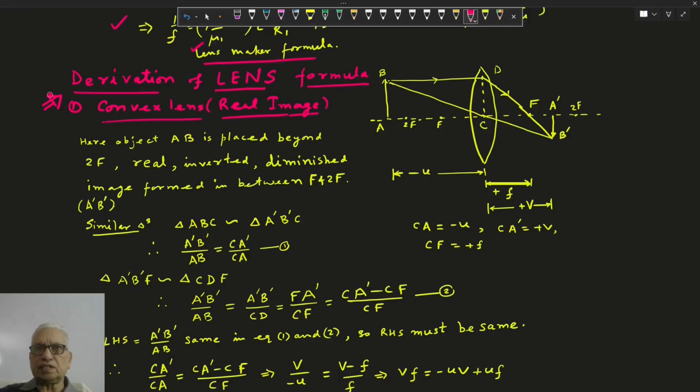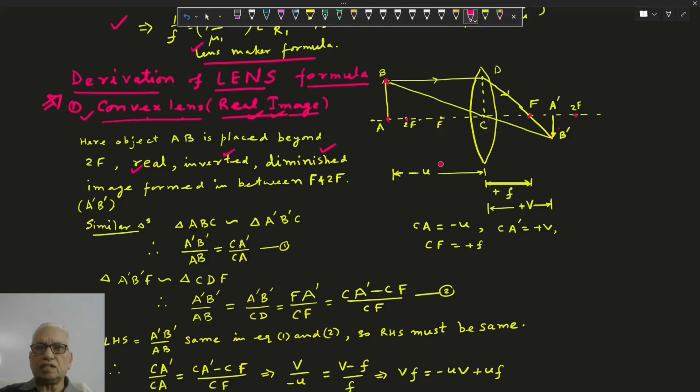First case we have taken convex lens and the real image. Suppose object AB is placed beyond 2f, we are getting the final image in between f and 2f. This is a real image, inverted image and diminished image. So similar triangles: there are two pairs of similar triangles, ABC and A'B'C, and A'B'F and CDF.